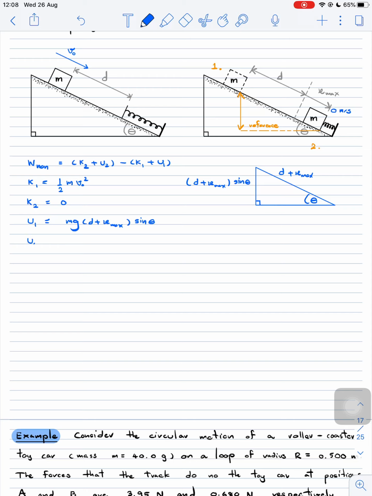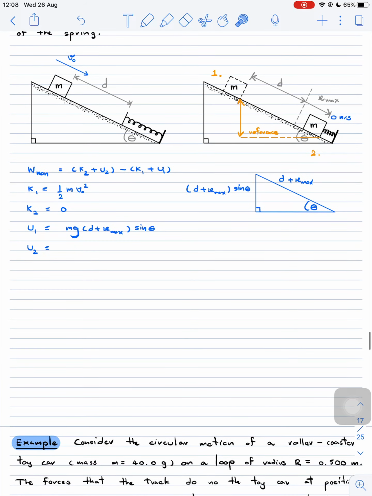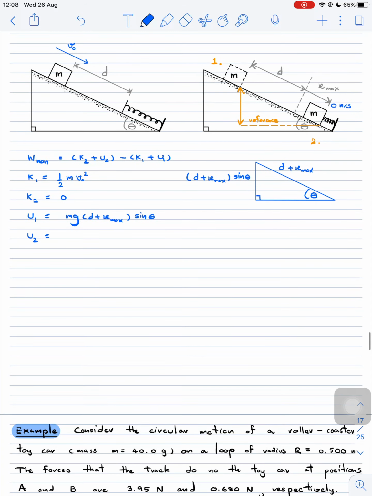Okay, so now for U2, the final potential energy of the system, consisting of the potential energy of the block and the potential energy of the spring. The potential energy of the block equals 0 because it is just at the reference level already. But now at this position, the spring is compressed. It means that we must have the elastic potential energy of the spring equal to 1/2 k times x max squared.